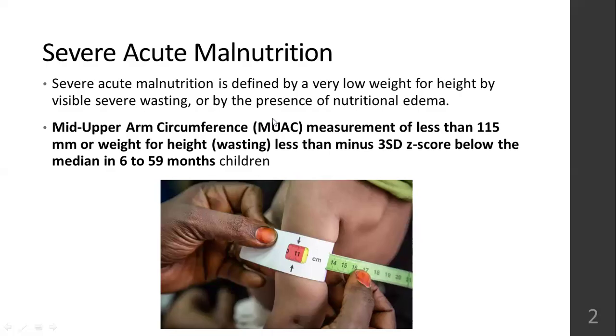If the circumference of the mid upper arm is less than 11.5, there are high chances that the child has severe acute malnutrition. And this would work only for kids in the age group of 6 months to 5 years. That is the age group in which this will work. Above 5 years, this method will not work. And usually, severe acute malnutrition is seen in kids under the age of 5.